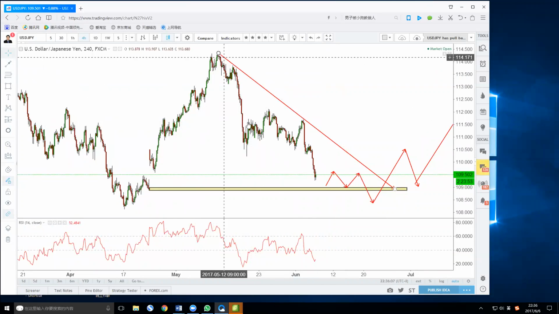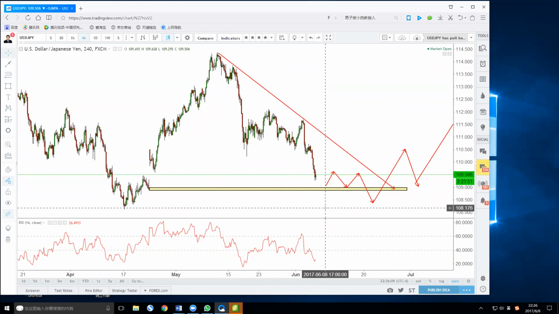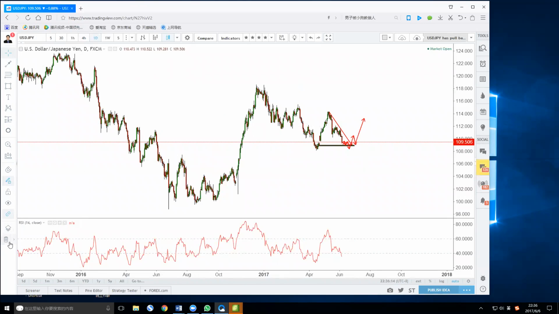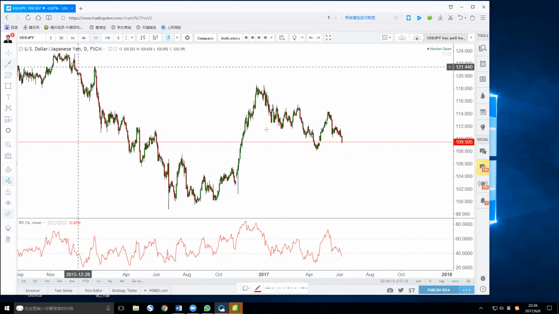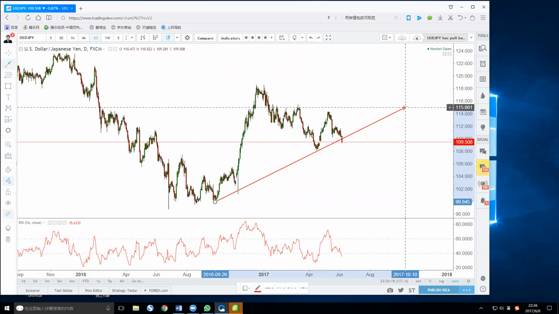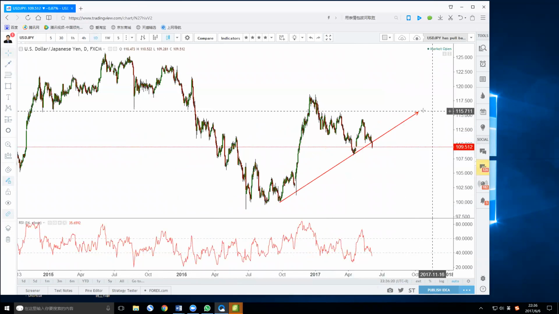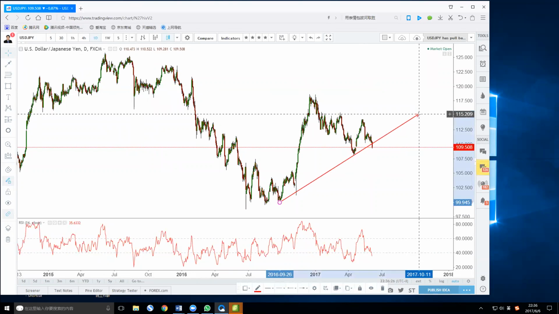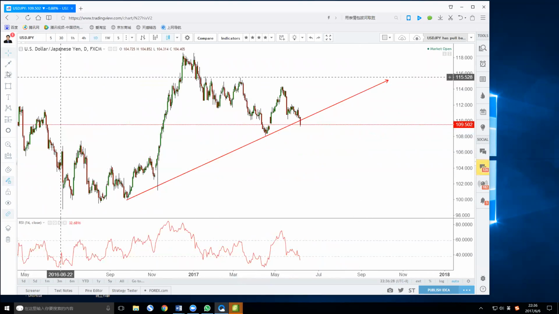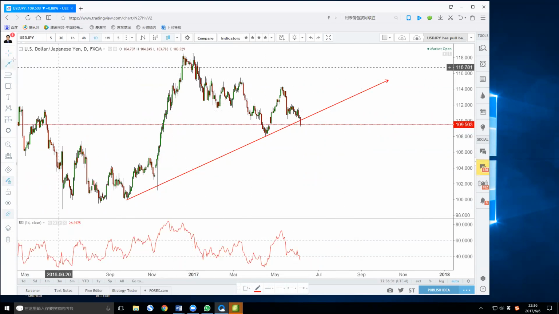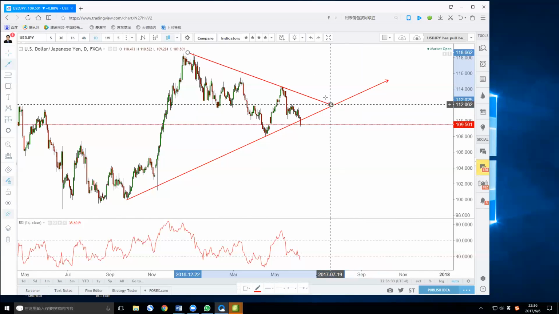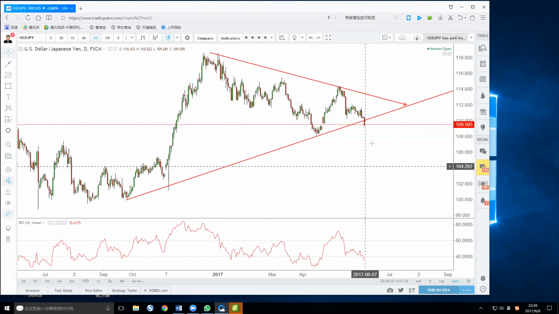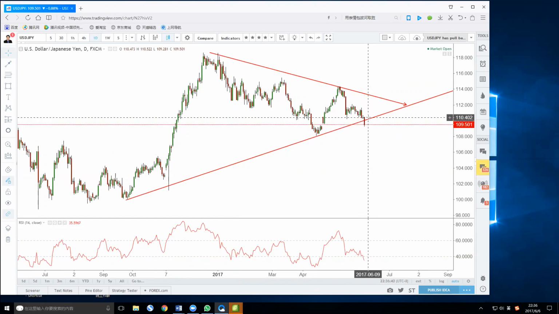Yes, there will be a potential ABCD pattern. There'll be a test of 108. However, in the daily chart, what I feel is the dollar yen is making a big triangle. Okay, it's a very big triangle here. Sorry, if I make this, it looks like the triangle is broken, right? But since this candle doesn't really close yet, we will see the daily candle closing price.